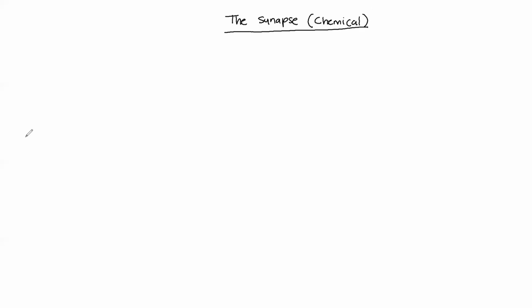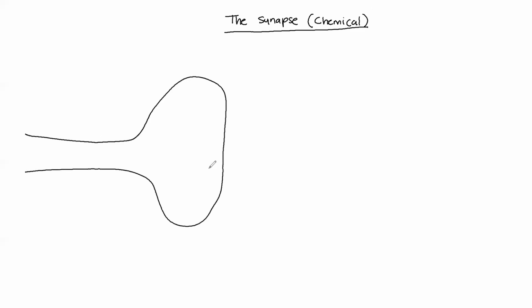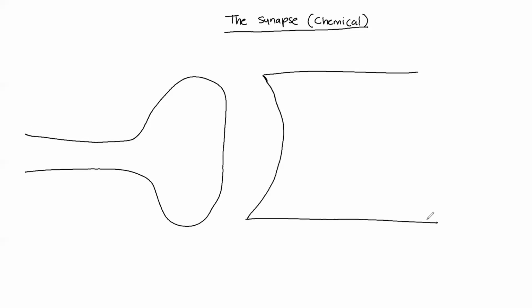So we've got our presynaptic neuron, right? Specifically our axon terminal here. And then we've got our adjacent cell. Okay, so really thinking about the dendrites of our postsynaptic neuron. So presynaptic neuron here.